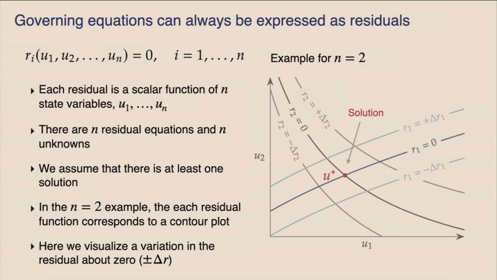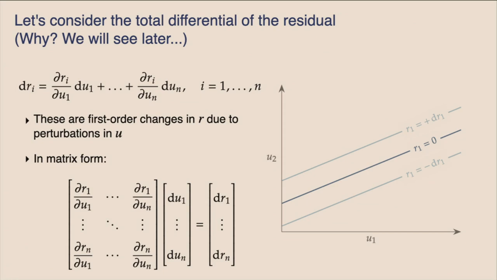Now, we can also visualize variations about this residual. If the residual increases a bit, there's another line corresponding to that, plus minus for each, okay? Typically, we don't think in residuals apart from the R equals 0 line. But in this case, it's useful to look at variations in it, and you'll see why in a bit. Because now we'll consider the total differential of the residual, okay? I'll explain later why exactly, but for now, just bear with me and look at that variation. The total differential can be written as that sum of terms, for each state variable u.